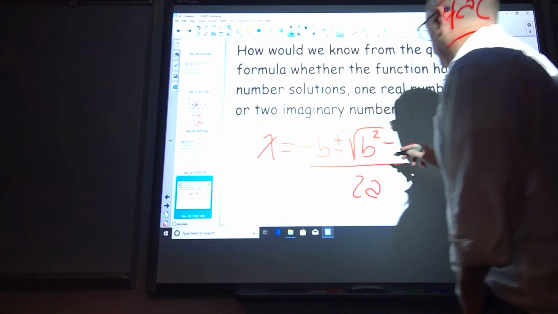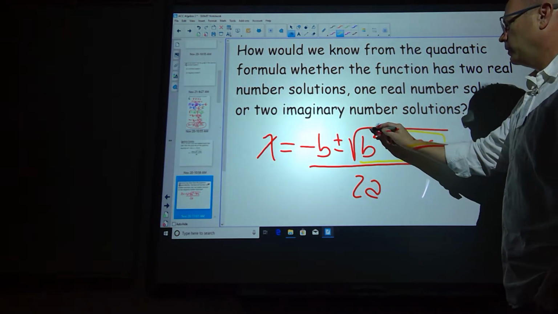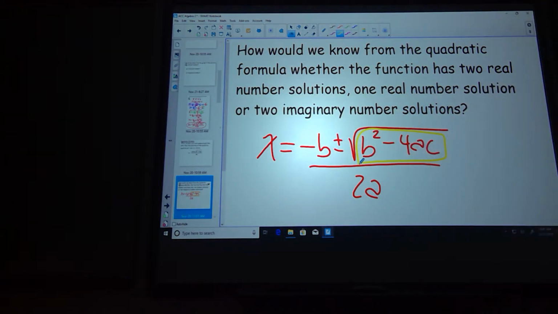There is one part of this right here: b squared minus 4ac. That will tell you how many roots and what kinds of roots you will have. Because it's a square root sign, if it's negative, once you've done the arithmetic underneath there, that would tell you you have imaginary numbers. If you came out with a 0 underneath the radical, then you have one solution.